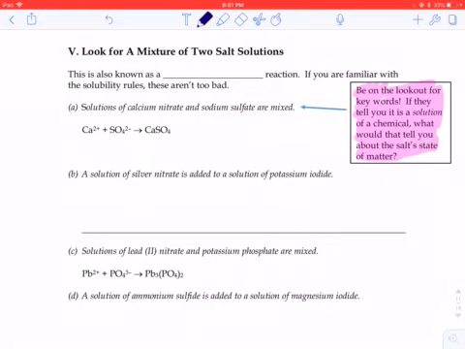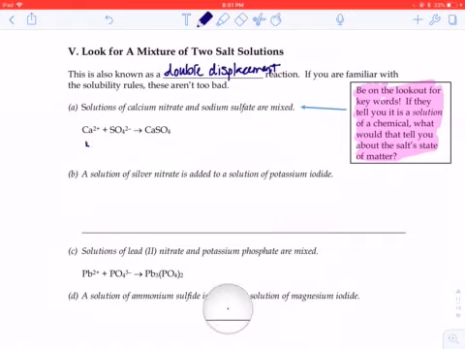These guys are known as double displacement or double replacement, depending on the textbook you look at, depending on who your chemistry teacher is. Both terms are normal. For these problems, you got to know your solubility rules in order to be successful. So something like this, solutions of calcium nitrate and sodium sulfate.